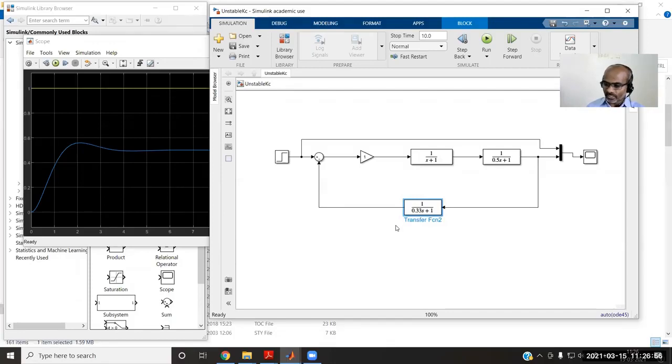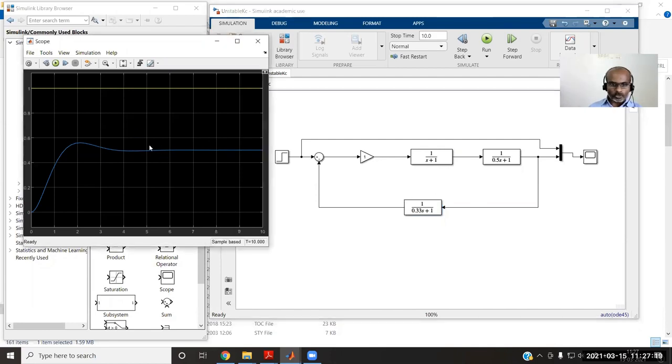How do we say it is third order? Because in the denominator we'll be having 1 plus GP, GM also will be there. So GP is a second order and GM is a first order, so GP into GM will be a third order system. So the response, you can see the response is shown in the blue color in the output window.